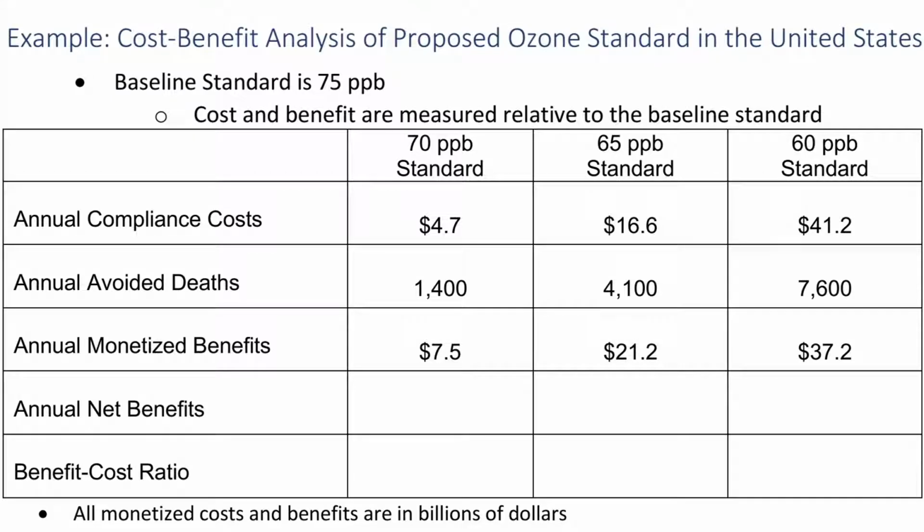So here's an example of a cost and benefit analysis for a new proposed ozone standard in the United States. The current baseline standard is 75 parts per billion. The lower the parts per billion, the higher the standard. All these comparisons of cost and benefit are always made relative to the current baseline, which is 75 parts per billion.